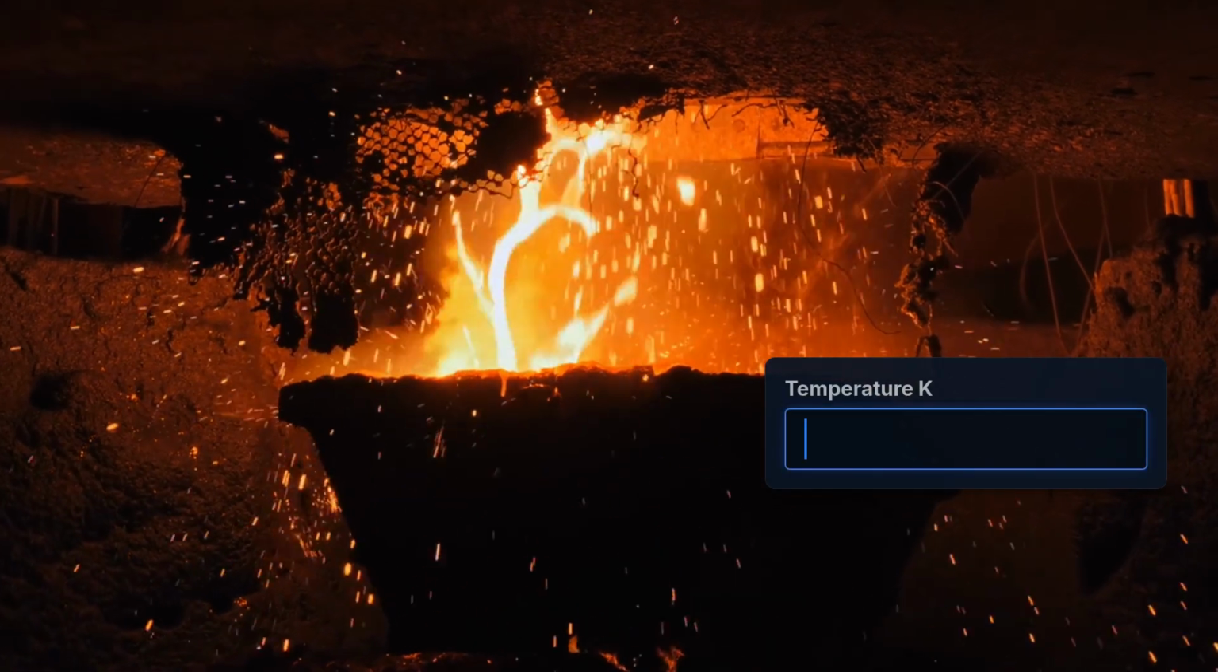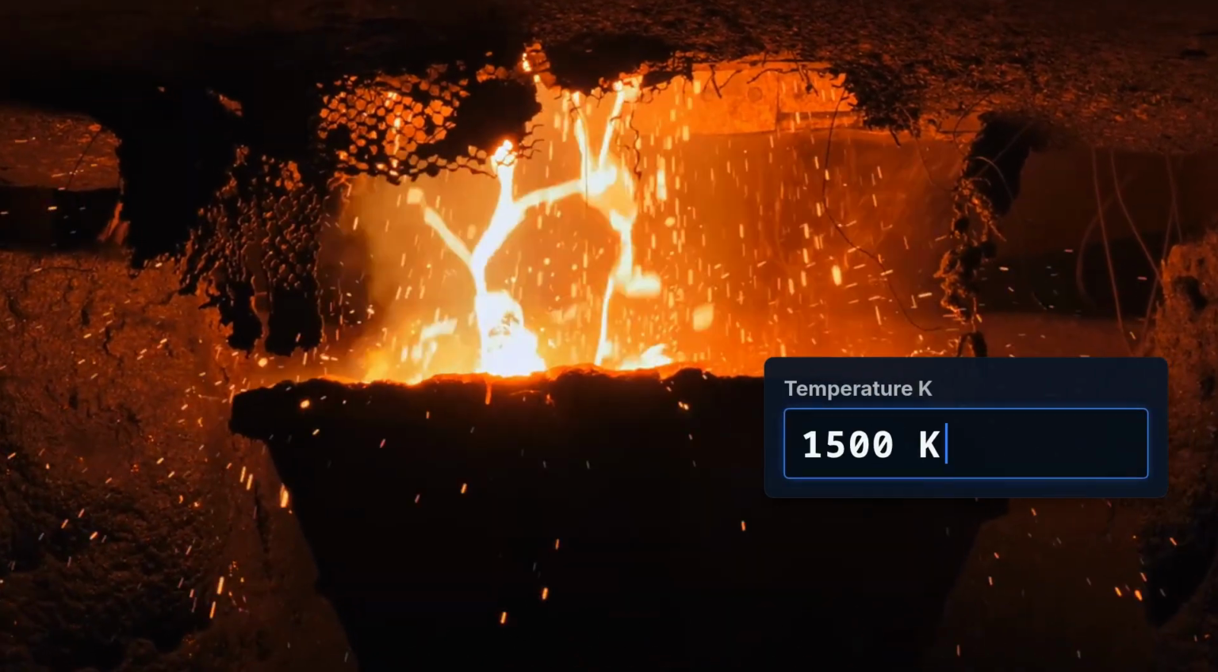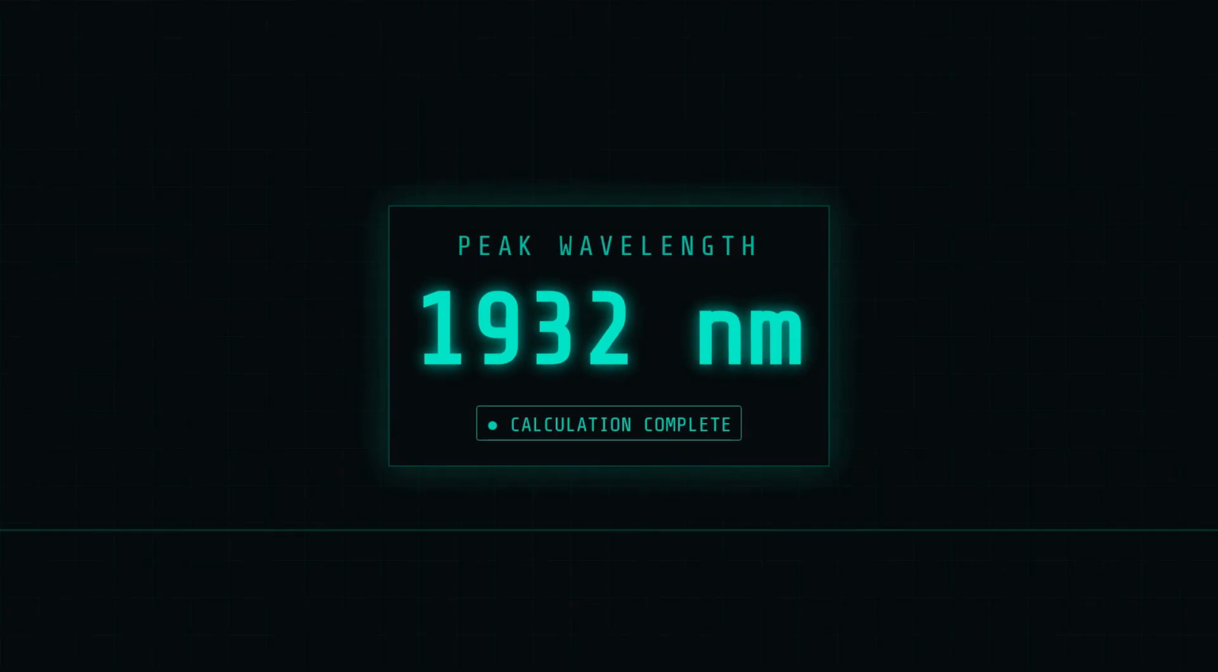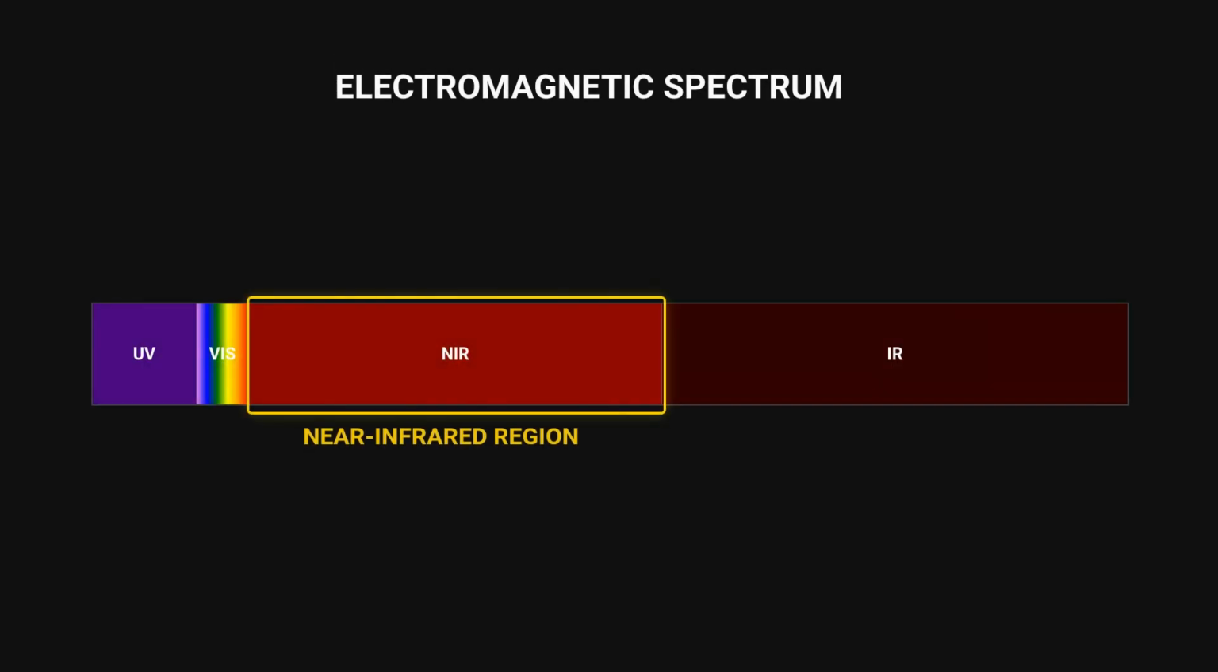Imagine designing a thermal camera for monitoring industrial furnaces. Enter 1500 Kelvin in the temperature K field. The calculator instantly computes the peak wavelength as approximately 1932 nanometers. This tells us the furnace emits most intensely in the near-infrared spectrum.